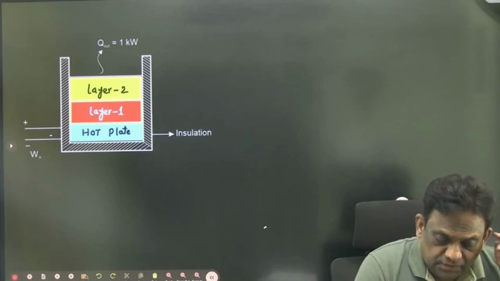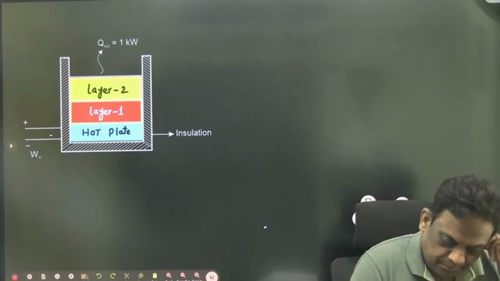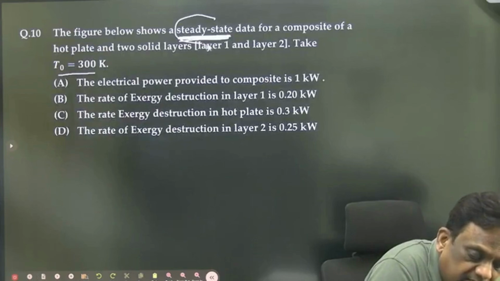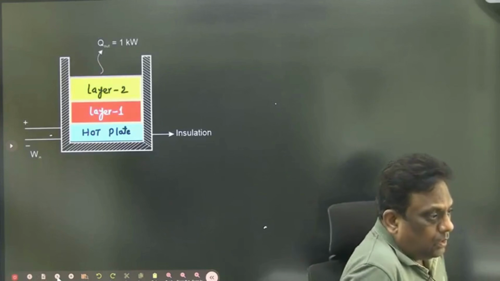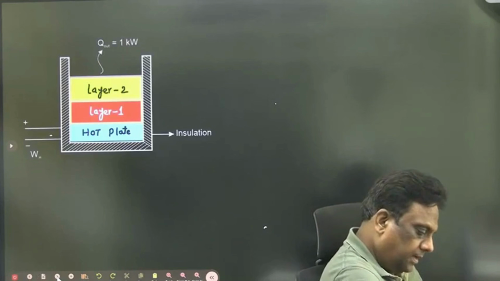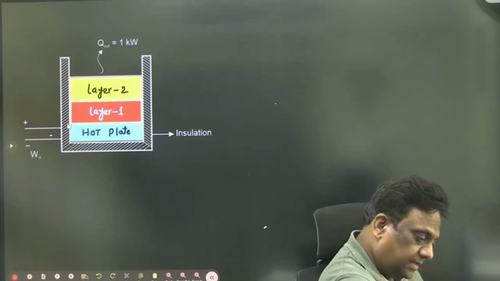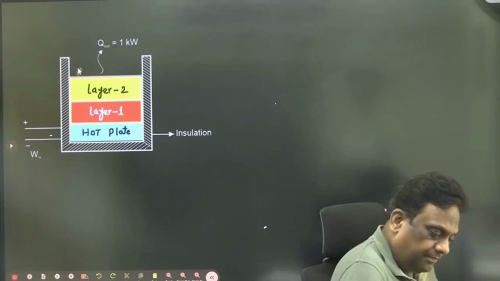Actually, physically, let us feel what exactly is happening in this question. Clearly, he said it is running under steady state conditions. The electrical work is transferred and this is all insulated. Look, clearly it is given as insulation.